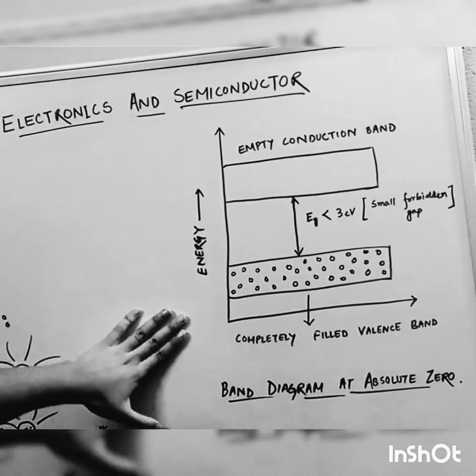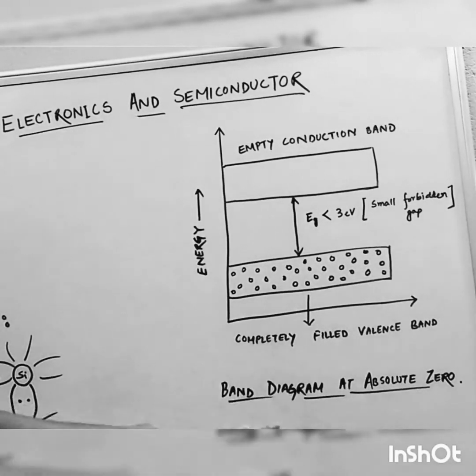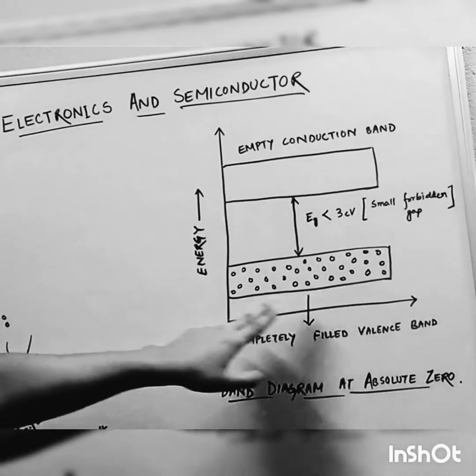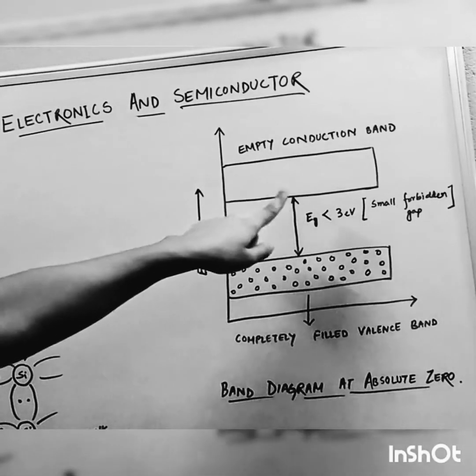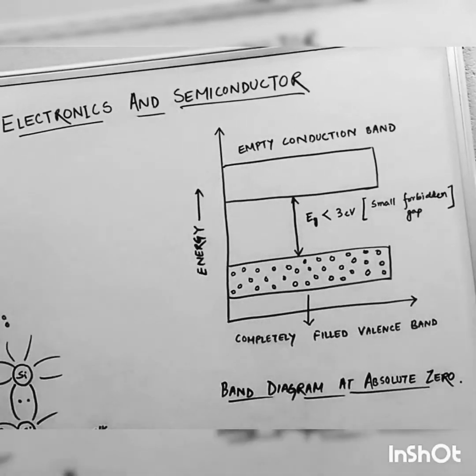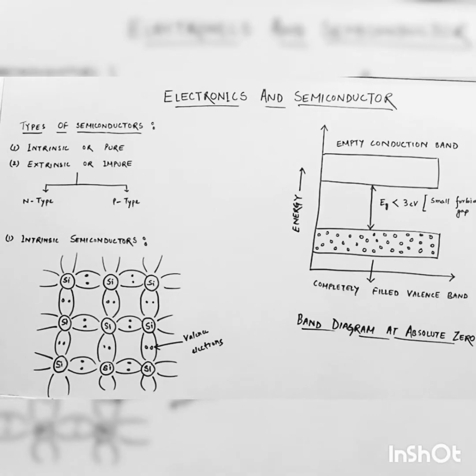Okay, so this diagram is only at absolute zero. So in room temperature, what will happen? You can draw fewer electrons in the valence band and some electrons in the conduction band, the rest of the thing will be the same. So next is the types of semiconductors.